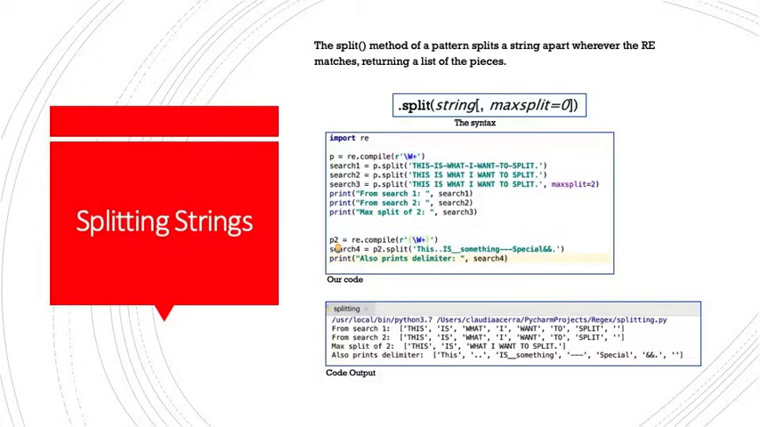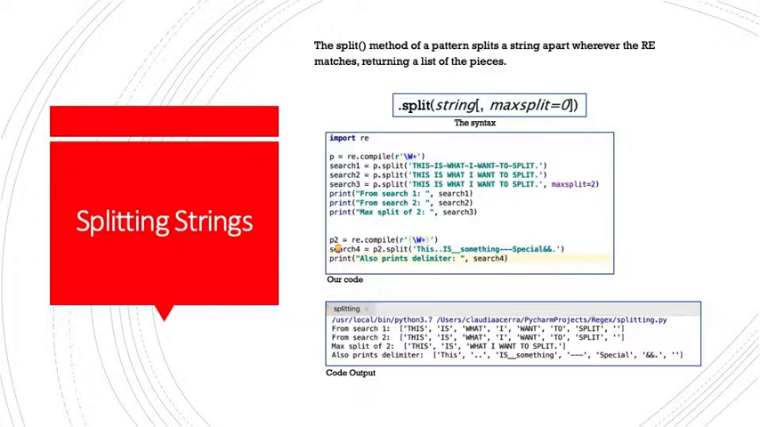Now we examine the split method, a very useful method. The split method of a pattern splits a string apart wherever the regular expression matches, returning a list of the pieces. So the syntax of the split method is as follows. Split, then the string, and then the optional max split. By default, it's 0, but you'll see we'll use this here in the third line to say we want to split 2 times.